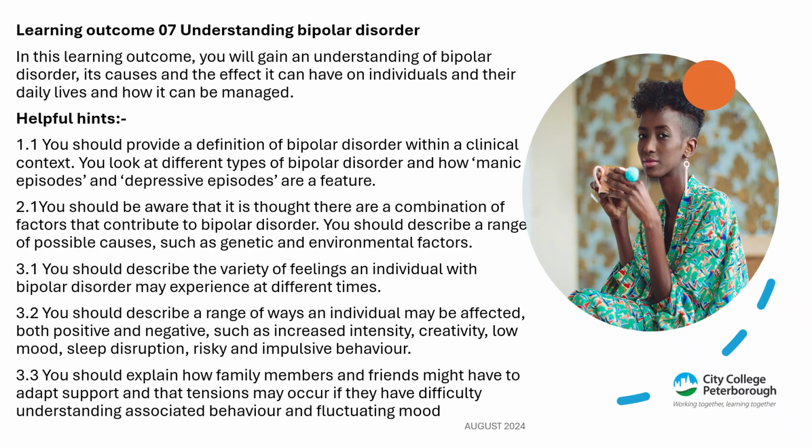And you should be able to explain how family members and friends might have to adapt support, and that tensions may occur if they have difficulty understanding the associated behaviour and fluctuating moods that individuals with bipolar may have.